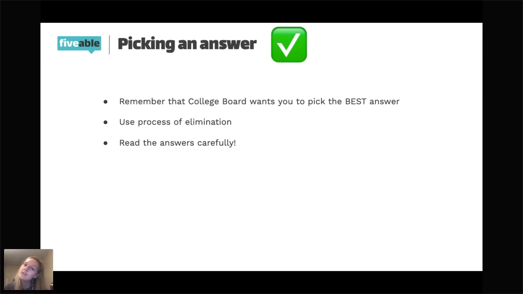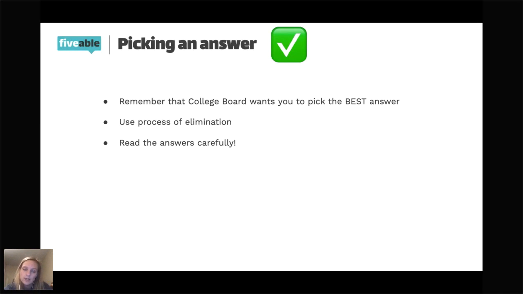Okay, picking an answer choice, the most important part of the multiple choice section. Woohoo! Remember that College Board wants you to pick the best answer. All of the answers that they give you will probably be in some way, shape, or form correct, because that's College Board, and they love to do that. So really try and pick what you think is the most correct answer, because that will likely be the right answer in the long run.